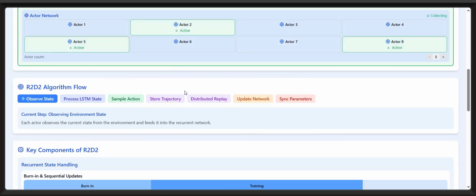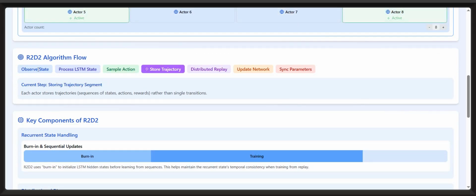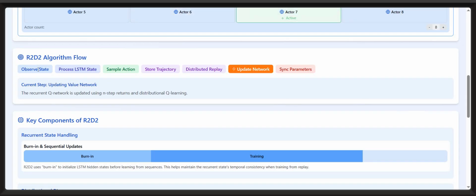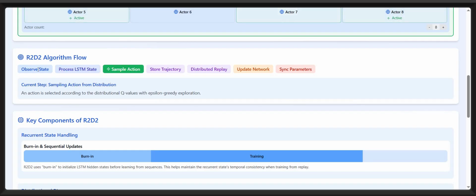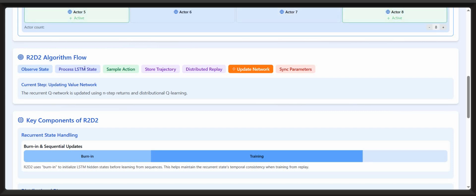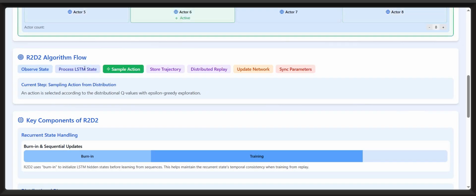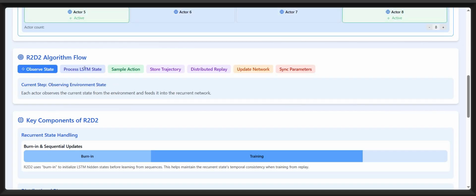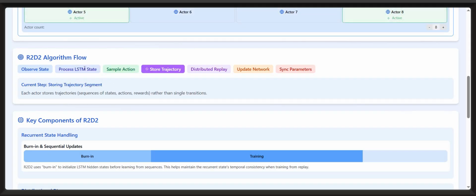And let's go step by step through the algorithm flow now. The first step is observing the state. So what is happening here is each actor looks at the current environment state and sends that into the network. This is the start of the process. We are just grabbing observations from the environment. In the next step, the LSTM network processes that observation, but it is not just an observation on its own. It also uses the hidden state from the previous time step. That gives it a way to carry information forward, which is key in partially observable settings.